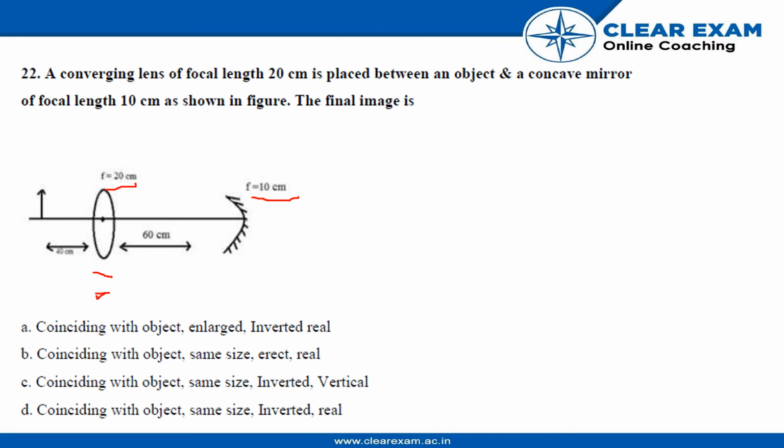So the image formed will be coinciding with the object, of same size, inverted and real, as the lens is converging and the mirror is concave. So the image formed will be coinciding with the object of same size, inverted and real.